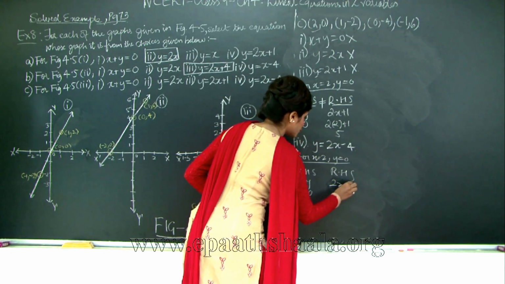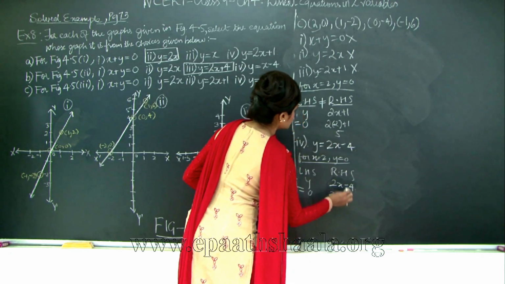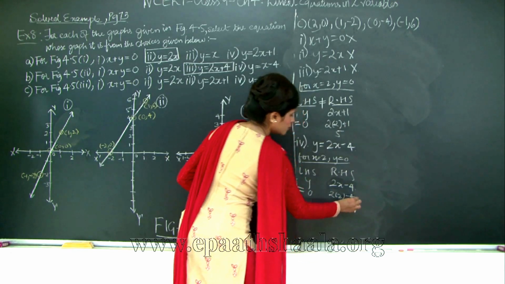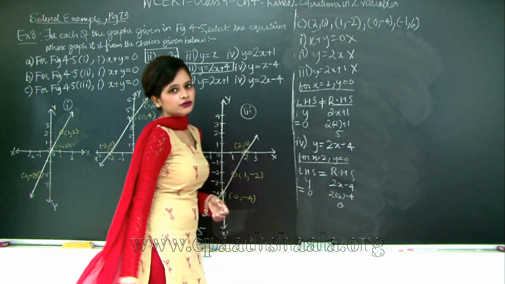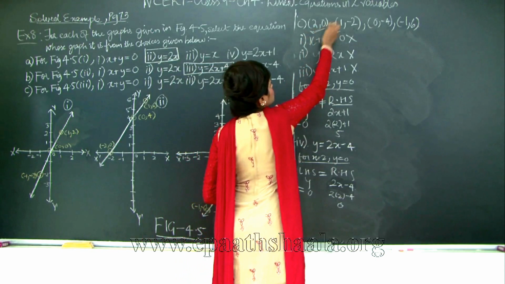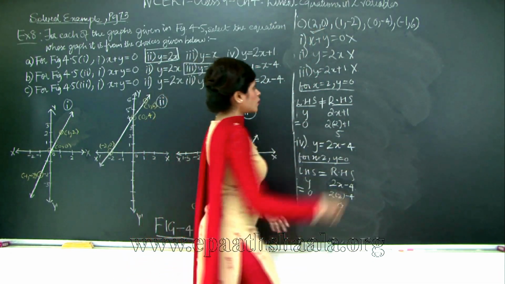So this is 2 into 2 minus 4, which is 4 minus 4, which is equal to 0. Therefore, the left hand side is equal to right hand side. Therefore, this one is working for my equation y is equal to 2x minus 4. Let's check for the other coordinates as well.